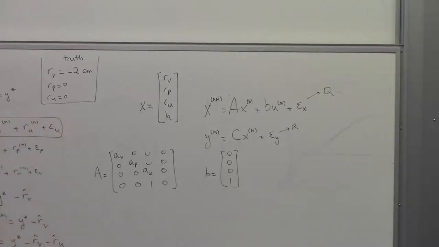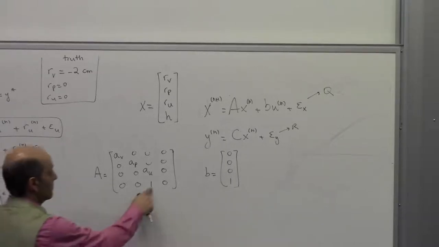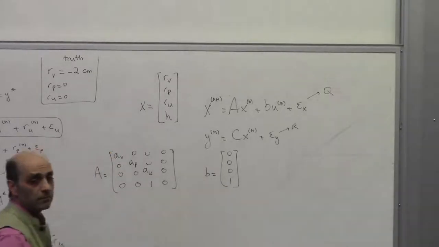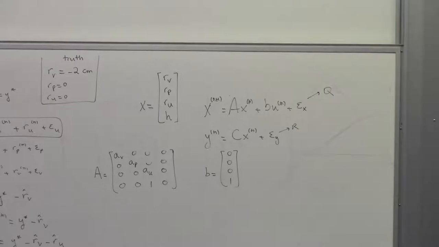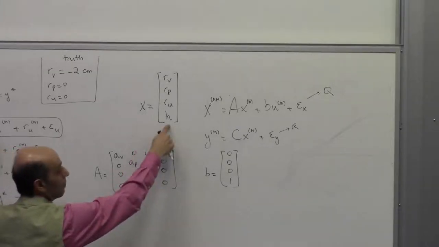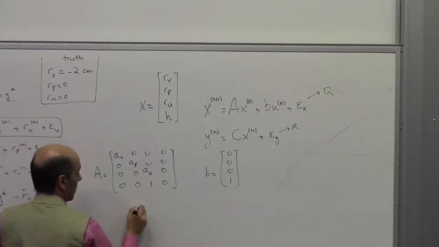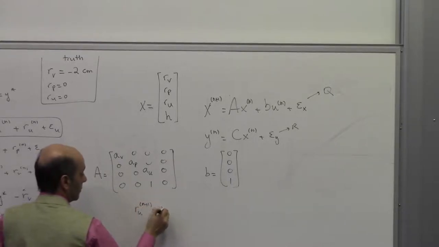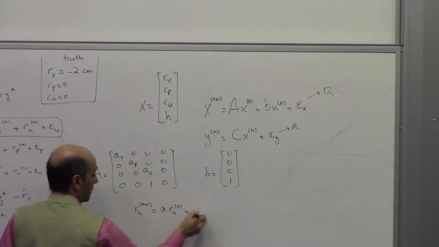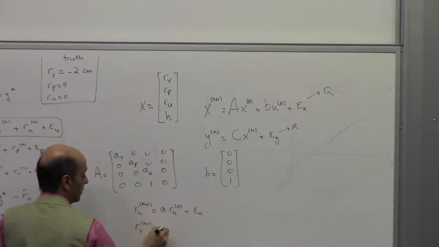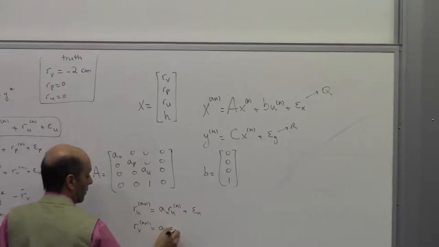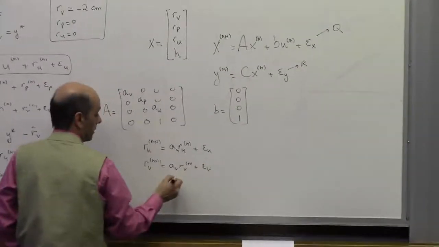Question? Yeah, the A1 is only 0, not the 1. This equation is the bottom row of this equation, and every other equation is this. RU n plus 1 is equal to A RU of n plus sigma U. RV of n plus 1 is equal to A V RV of n plus sigma V, and then the same for RP.